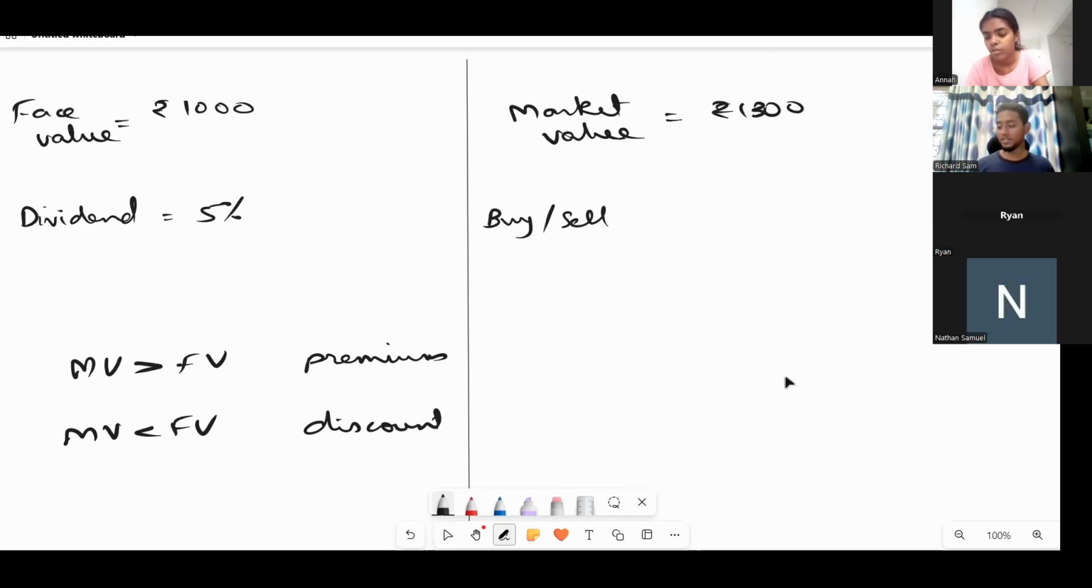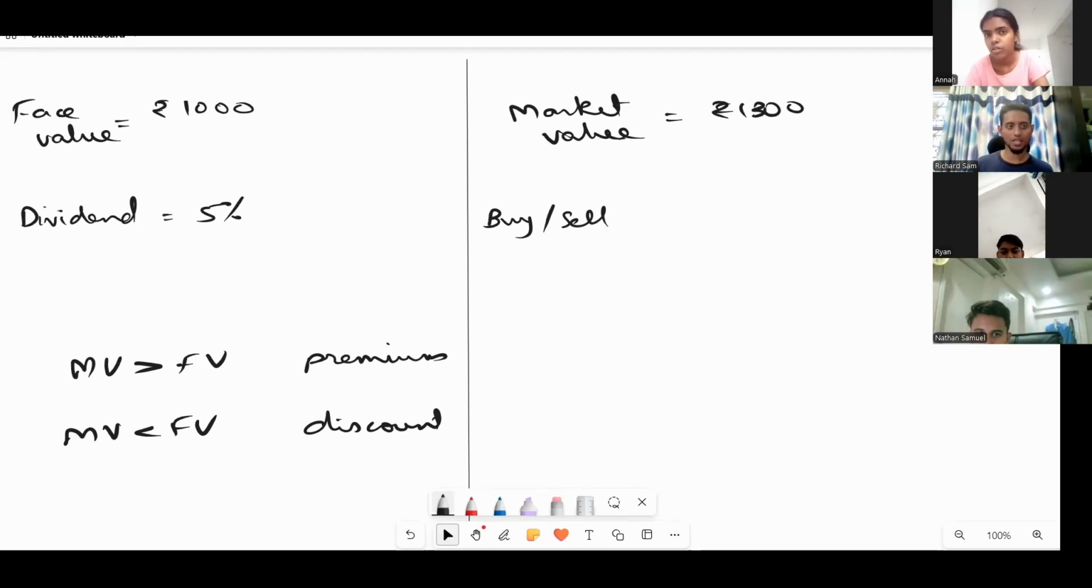Okay. All right. Just write down this much and then we'll do some sums based on this. Face value on the left side, market value on the right side. Nathan, just write down this much and we'll do some sums on this. Okay. I'll just come in a few minutes.